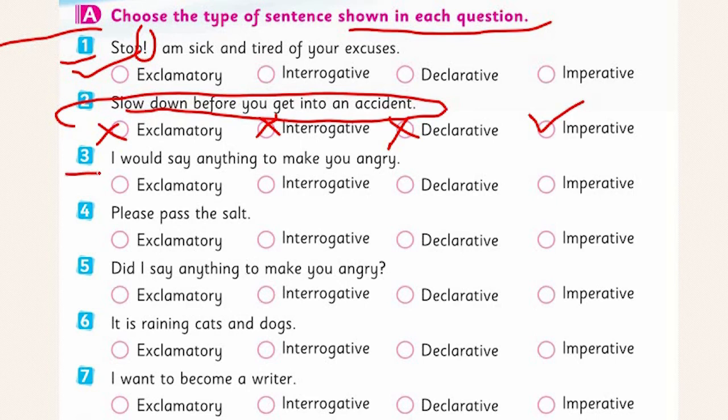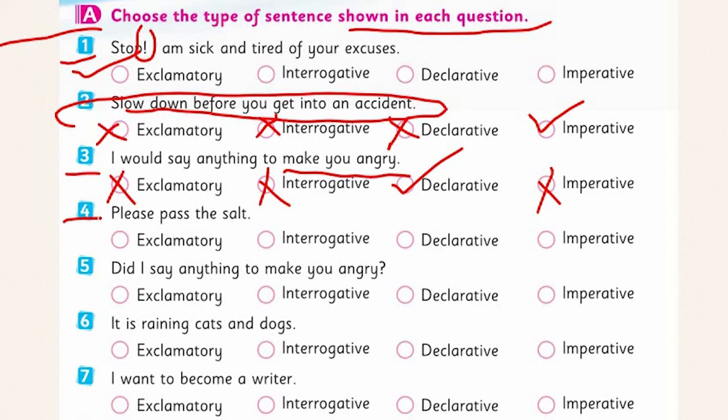Look at the third one. I would say anything to make you angry. Now this is not a statement. A person is expressing his feeling here. I would say anything to make you angry. This is not exclamatory, not interrogatory, not imperative. Yes, it is a declaration about his feeling that he could do anything to make him angry.